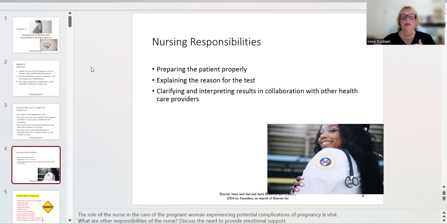Nursing responsibility. So you are the nurse. You must always, always, always, doesn't matter if it's maternity or med-surg, prepare the patient properly. You don't ever do a test on a patient without explaining what's going on. That's called assault, actually, when you do something to someone without them even knowing you're doing it. And then clarify and interpret results in collaboration with others.